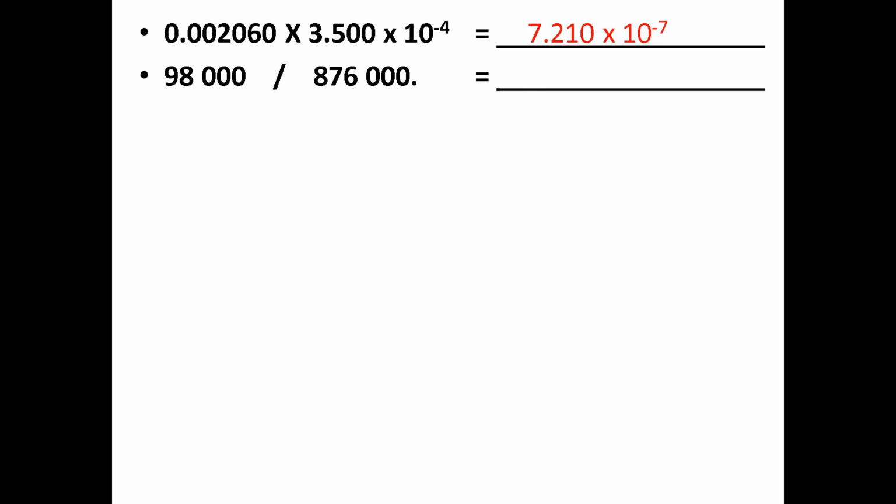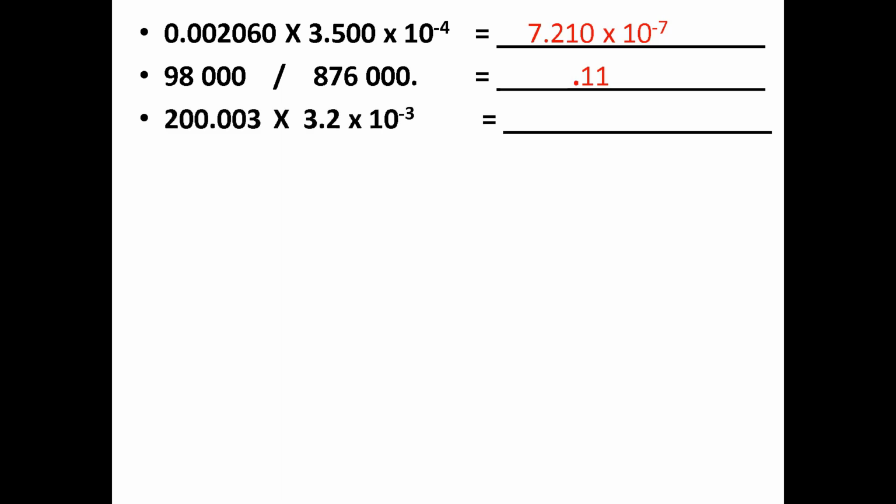98,000 divided by 876,000 decimal point. First thing is 98,000 has 2 significant digits and the other number has 6. So we have to round to 2. So I came up with 0.11 or 1.1 times 10 to the negative 1. Okay, here the first number has 6 and the second number has 2. So I round to either 0.64 or 6.4 times 10 to the negative 1.